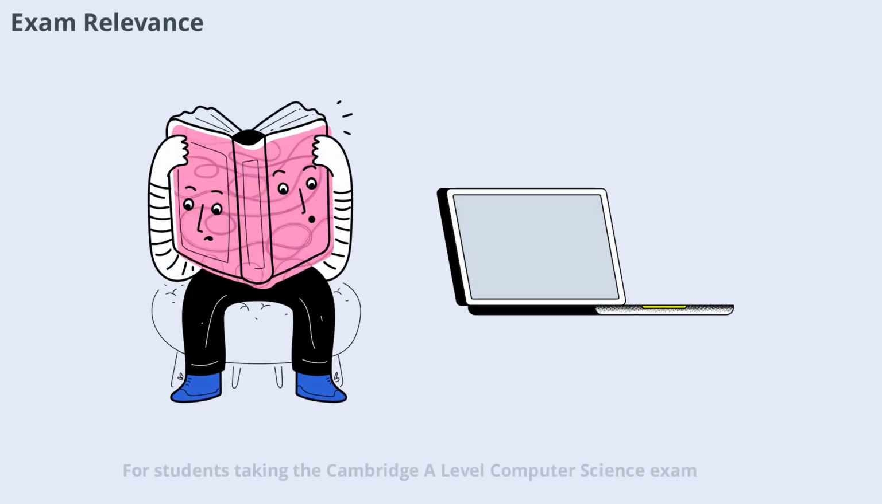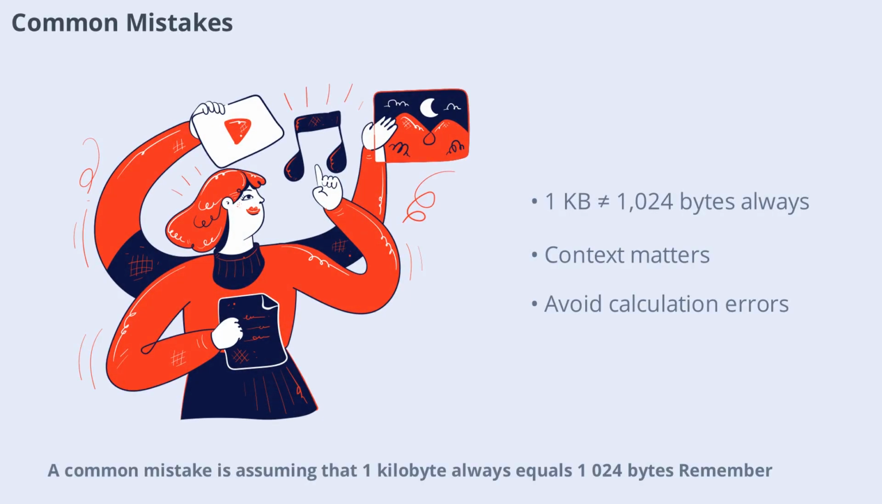For students taking the Cambridge A-Level Computer Science exam, understanding the difference between denary and binary prefixes is essential. Questions may ask you to convert between units or explain why binary prefixes are used in certain contexts. Mastering this topic will help you score higher and avoid common mistakes. A common mistake is assuming that 1 kilobyte always equals 1024 bytes. Remember, in the denary system, it's 1000 bytes, while in the binary system, it's 1024 bytes. Always pay attention to the context and the units being used to avoid errors in calculations or understanding.